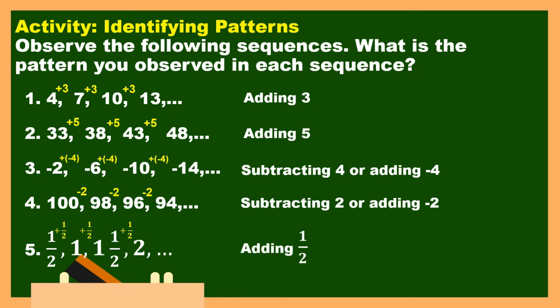Kung napapansin nyo dito sa ating ginawang activity, ang bawat sumusunod na terms pagkatapos ng first term sa given sequences ay nakukuha dahil nagdadagdag tayo ng constant or fixed number. At alam nyo ba kung ano ang tawag sa idinadagdag natin na constant or fixed number? Ito ay tinatawag na common difference. At yung mga given sequences sa ginawa nating activity ay mga halimbawa po sila ng arithmetic sequence.